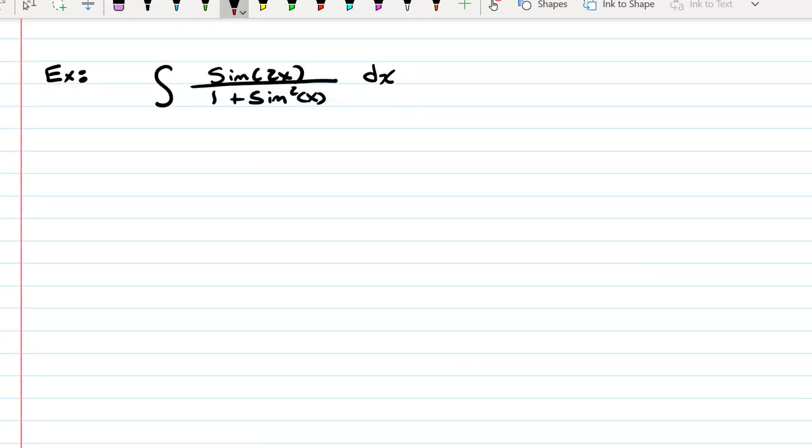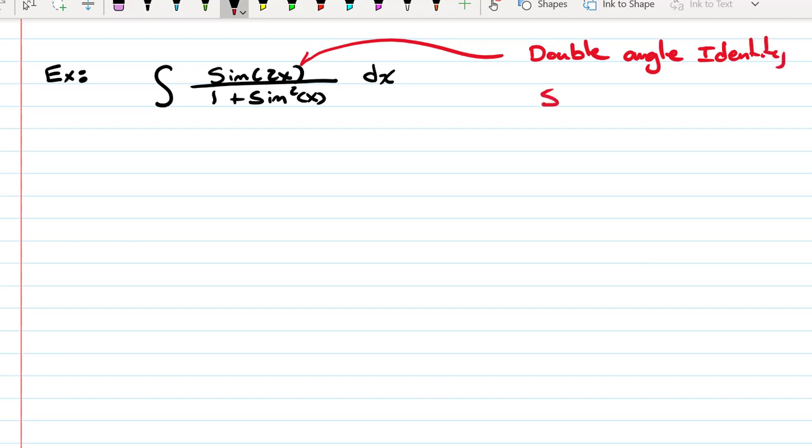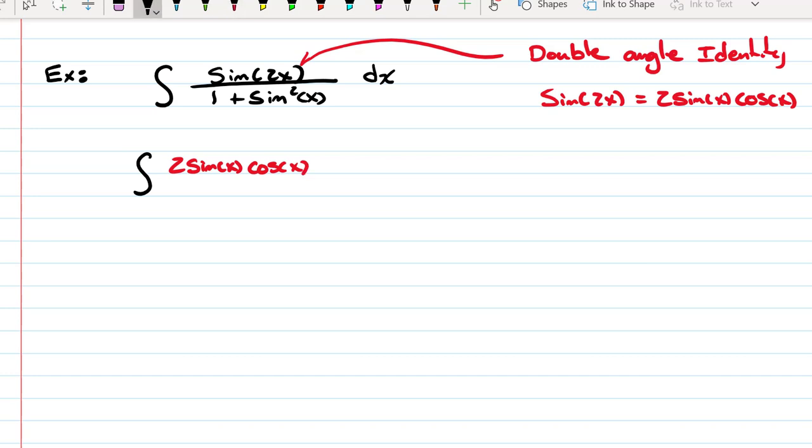Alright, so the key idea for this one is we need to use a trigonometric identity, the double angle identity, which is that the sine of 2x is equal to 2 times the sine of x times the cosine of x. So if we substitute that into our integral, we get 2 sine x cosine x all over 1 plus sine squared x dx.